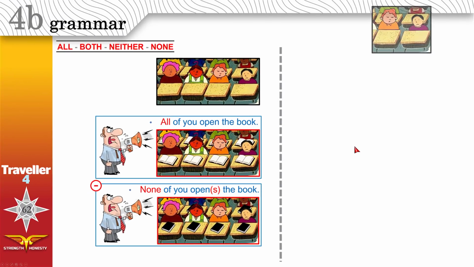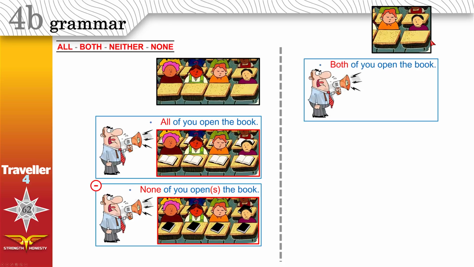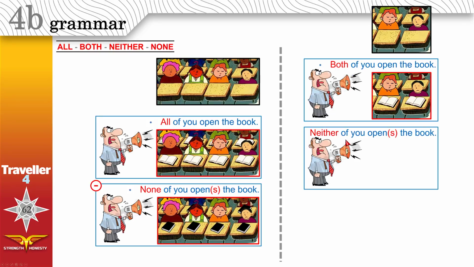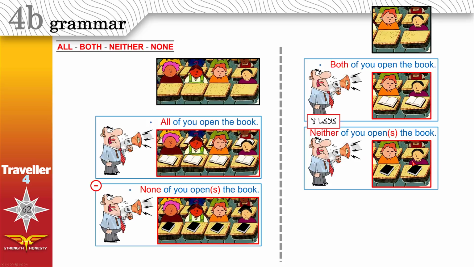Now look. This time, the teacher is speaking only to 2 students. Can he say all? No, he can't. What can he use? He should use both. Both of you open the book. Both is used for 2 people or things, only 2. And the opposite of both is neither. Neither of you open or opens the book. Neither is used for 2 people or things, and it gives a negative meaning.